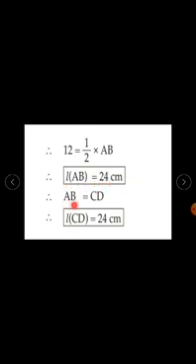But AB is equal to CD. It is given. Therefore, length CD is also equal to 24 centimeter.